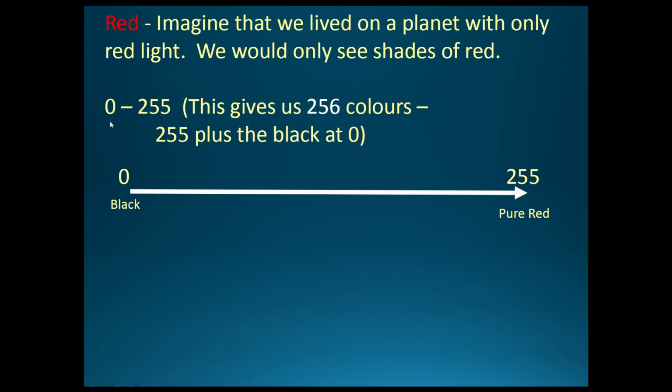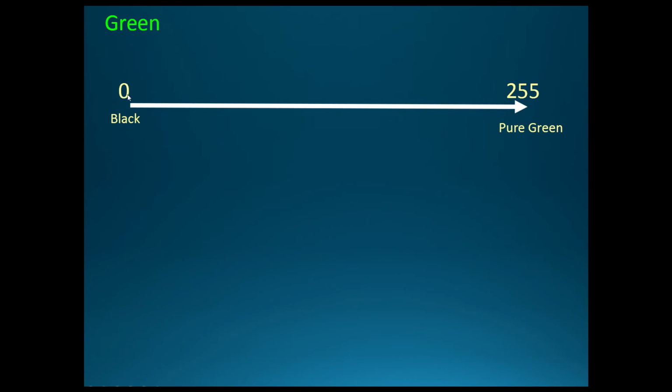That means that red would go from 0 to 255, but this actually gives us 256 different colours for that red channel because we've got to include the 0 even though it's black. It's exactly the same for green. We'll go from 0 to 255. So we've got 256 different numbers there. And then the same for blue, 0 up to 255.